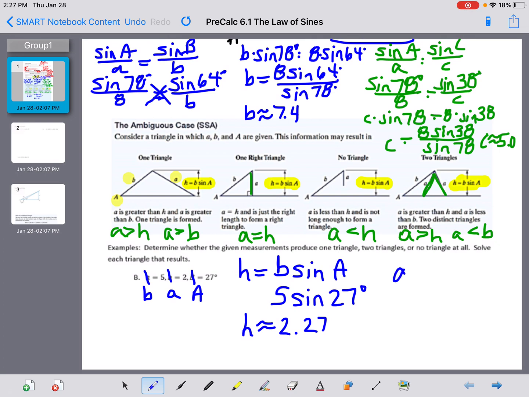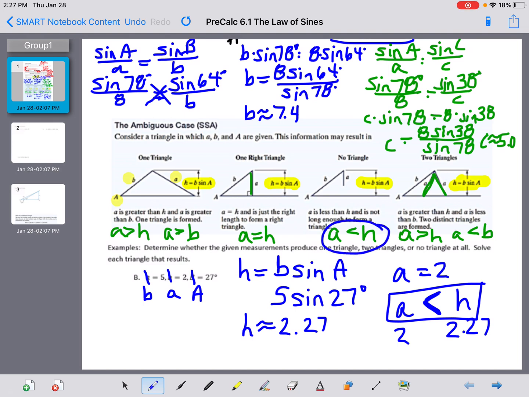My a is 2, and my H is 2.27, so a is smaller. If a is smaller than H, I am in this scenario right here, and I get no triangle. And I'm done. I can't form a triangle. I can't find angles and sides that will match that scenario. So I'm done. Okay? All right, let's turn the page and let's see what we get with our next one.